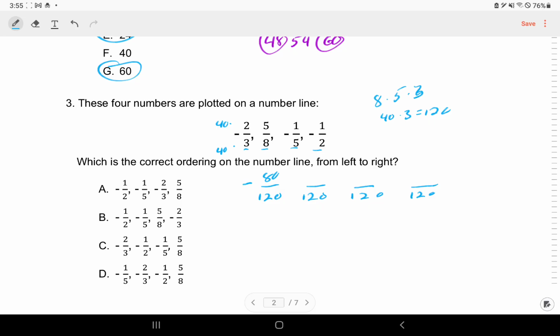To get from 8 to 120, I have to multiply by 15, because that's the 3 times 5. So 5 times 15 is 75. To get from 5 to 120, that's the 3 and the 8, so that's times 24. 1 times 24 is 24. And for the half, to get to 120, that's times 60. So, negative 60.